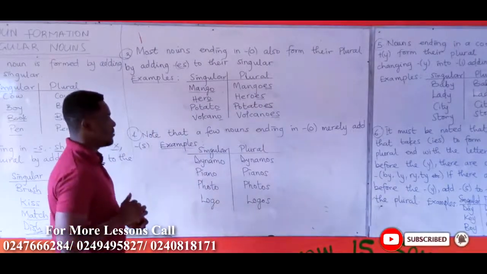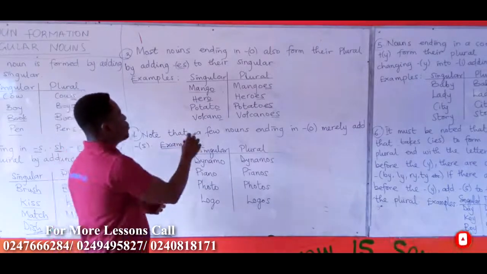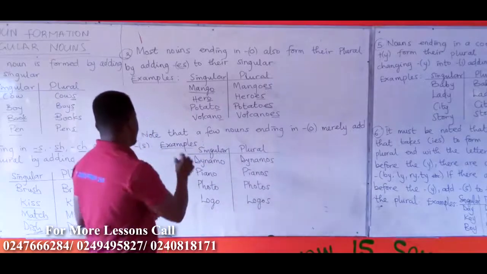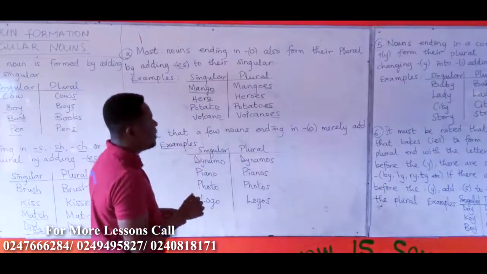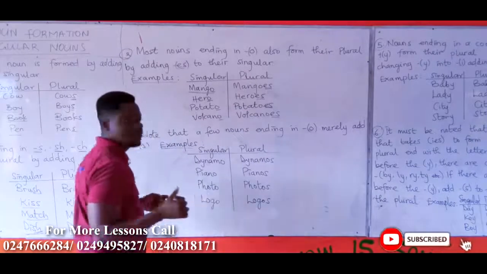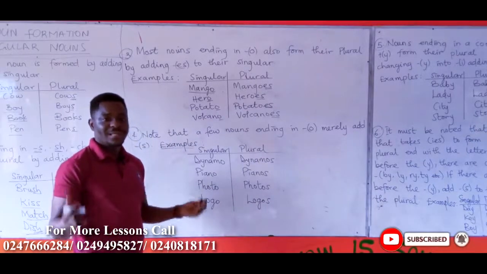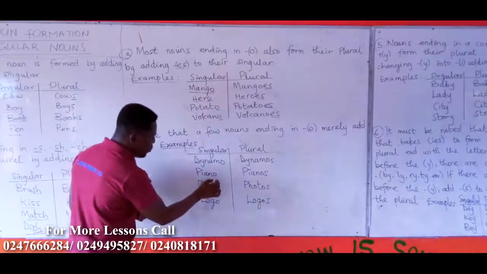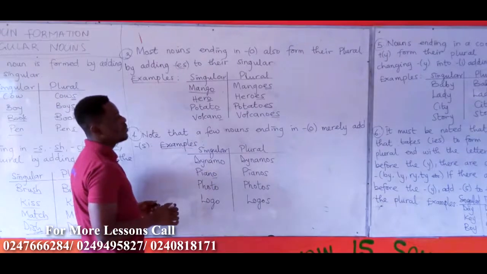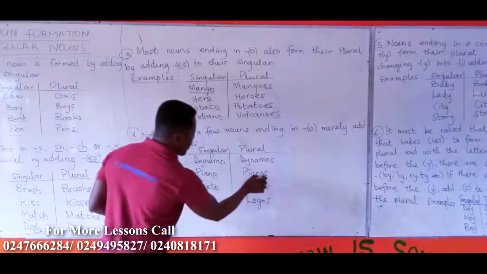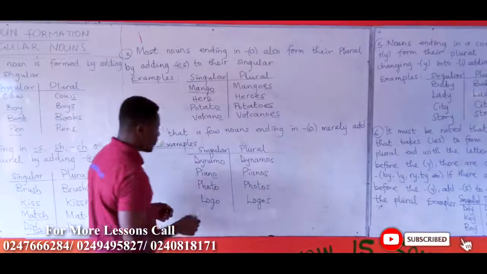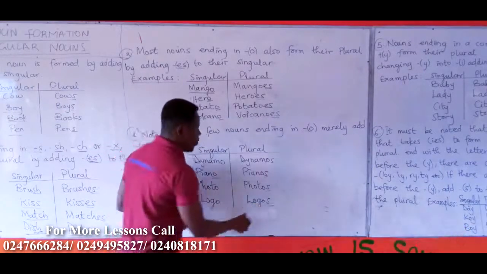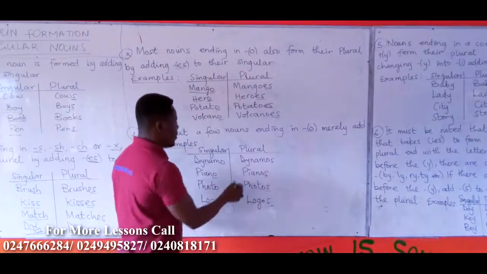Now, note this. Even though we add ES to nouns ending in O to form the plural form, there are exceptions. Note that a few nouns ending in O merely add S. To every rule, there are exceptions. So, even though that's the rule, we have exceptions. Look here. Piano, though it ends in O, you cannot add ES, but we add S to it. Photo, we add S. Logo, we add S to get logos, photos, pianos.